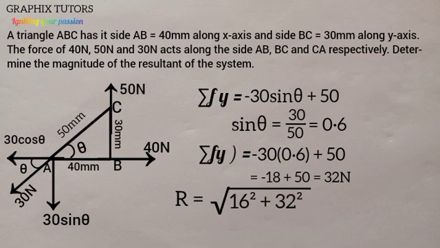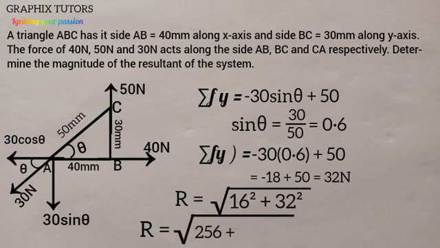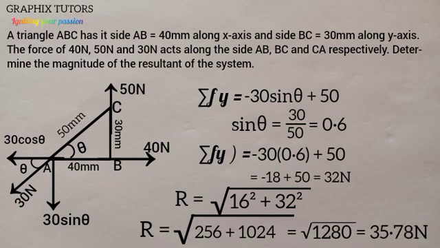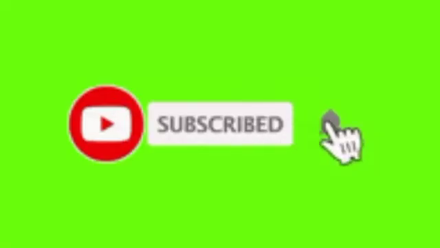Now when you do that, R will be equal to the square root of, 16 square gives us 256, plus 32 square gives us what? 1024. So when you add both of them, we have 1280. And the square root of 1280 will give us 35.78 Newton.